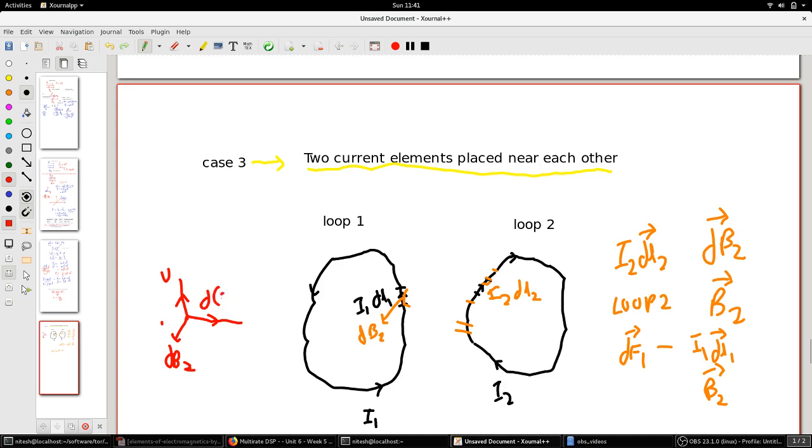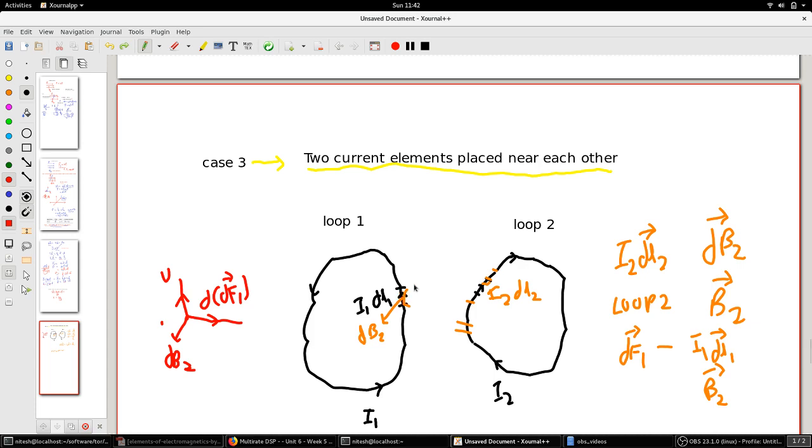This is going to be d of dF1, right? Yes, because if I assume that both the planes are in the book, then the direction of dB2 is going to come out from the book, like this, and the direction of the current is this. So the direction of the force will be this way, right? Same thing.